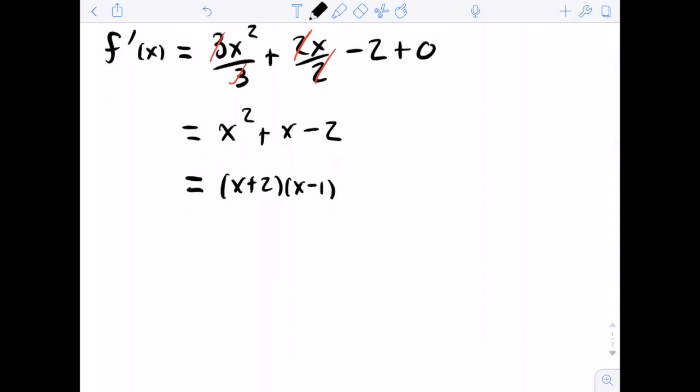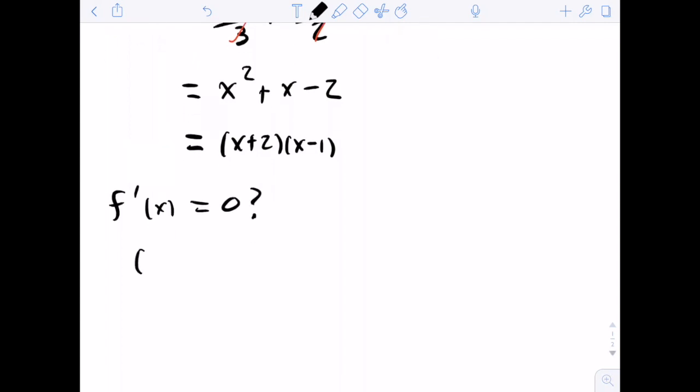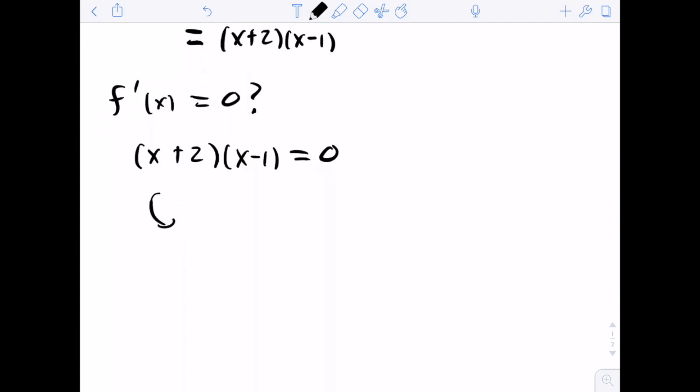Okay, so now we want to know where is the derivative equal to 0, right? Well, this equals 0 when x plus 2 times x minus 1 is equal to 0. And this happens when either x is equal to minus 2 or x is equal to 1, right? So those are our critical numbers.